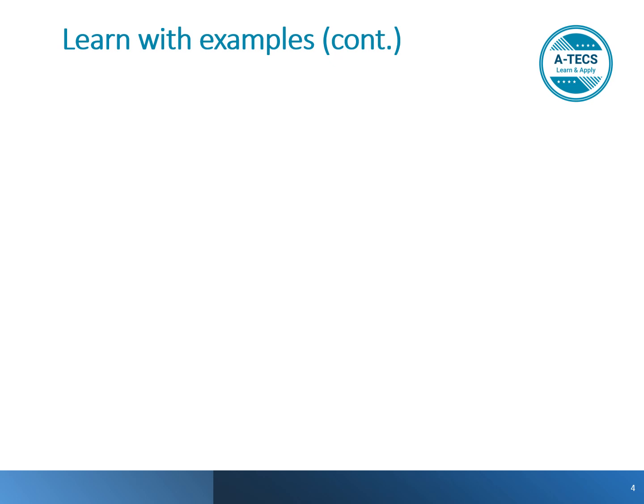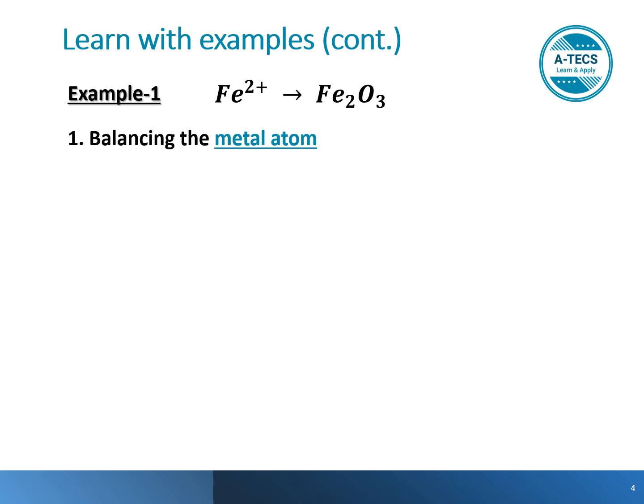Now I am showing you some examples. In these examples, you will see how to write or how to balance an electrochemical reaction in a simplified way. We will follow the 4 basic steps as we discussed earlier. So the first example is about the conversion of Fe2+ ions into Fe2O3 species. The first step is about balancing the metal atom. As you can see, we have 2 iron atoms on the right side of the reaction. We have to multiply ferrous ions with 2 on the left side.